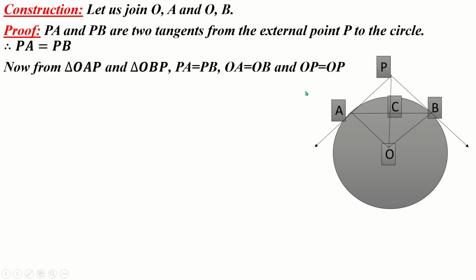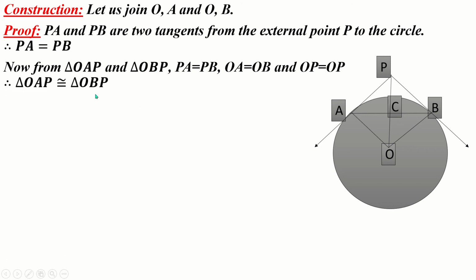Now from triangle OAP and OBP, OA equal to OB. Both are radii of the same circle. As both are radii of the same circle, so they are equal. And also PA equal to PB and OP equal to OP. This is a common side. So this is the SSS theorem. As a result, we can say triangle OAP and triangle OBP are congruent.